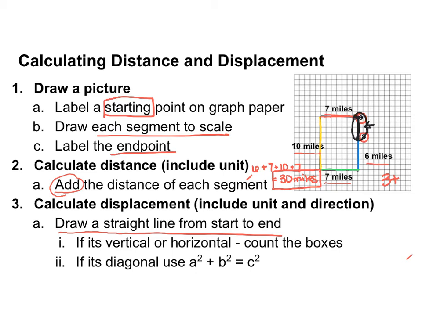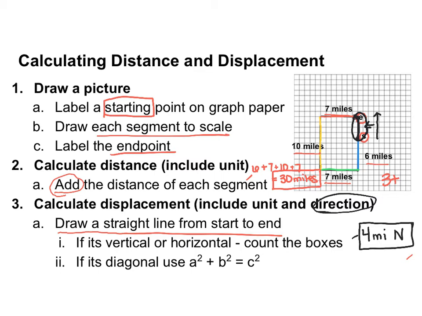If it's a straight line in the boxes, meaning it goes with the boxes, not across the boxes, I can just count the boxes. So I'm going to count up 1, 2, 3, 4. So in this, my displacement is 4 boxes, and each box is a mile, so it's 4 miles. I need to also include a direction, and it's going to go from start up to end, which is north. So it's 4 miles north.